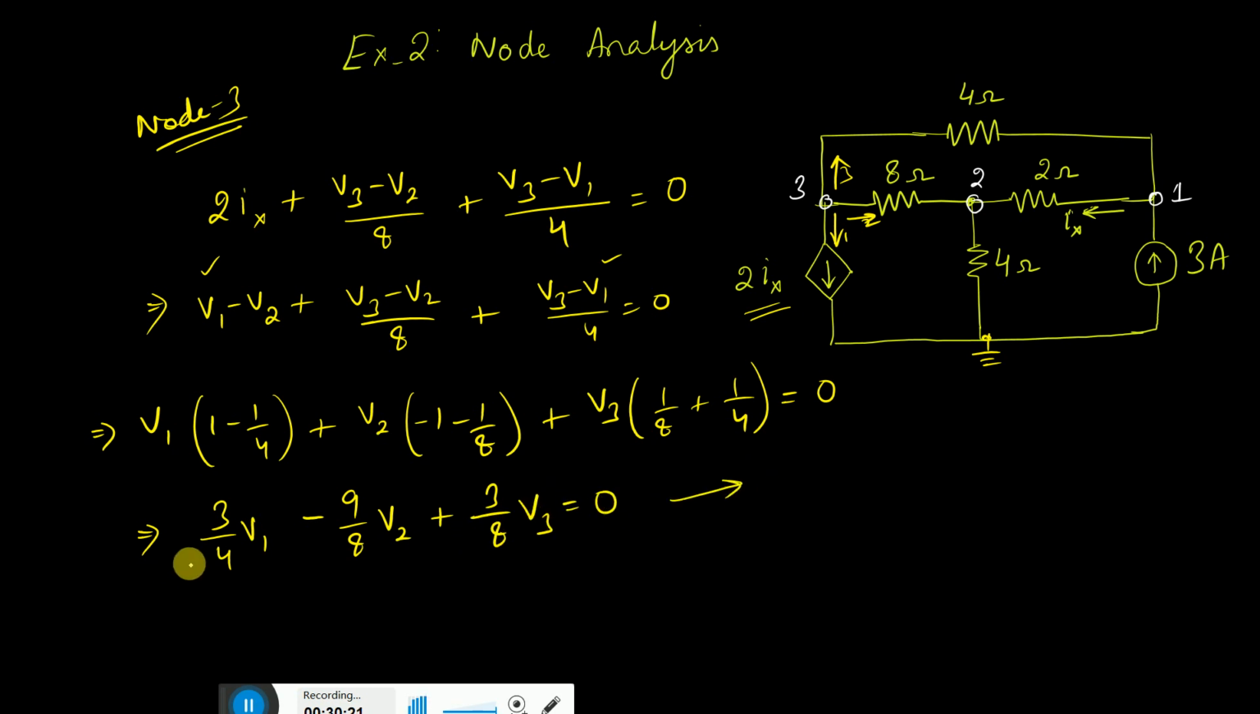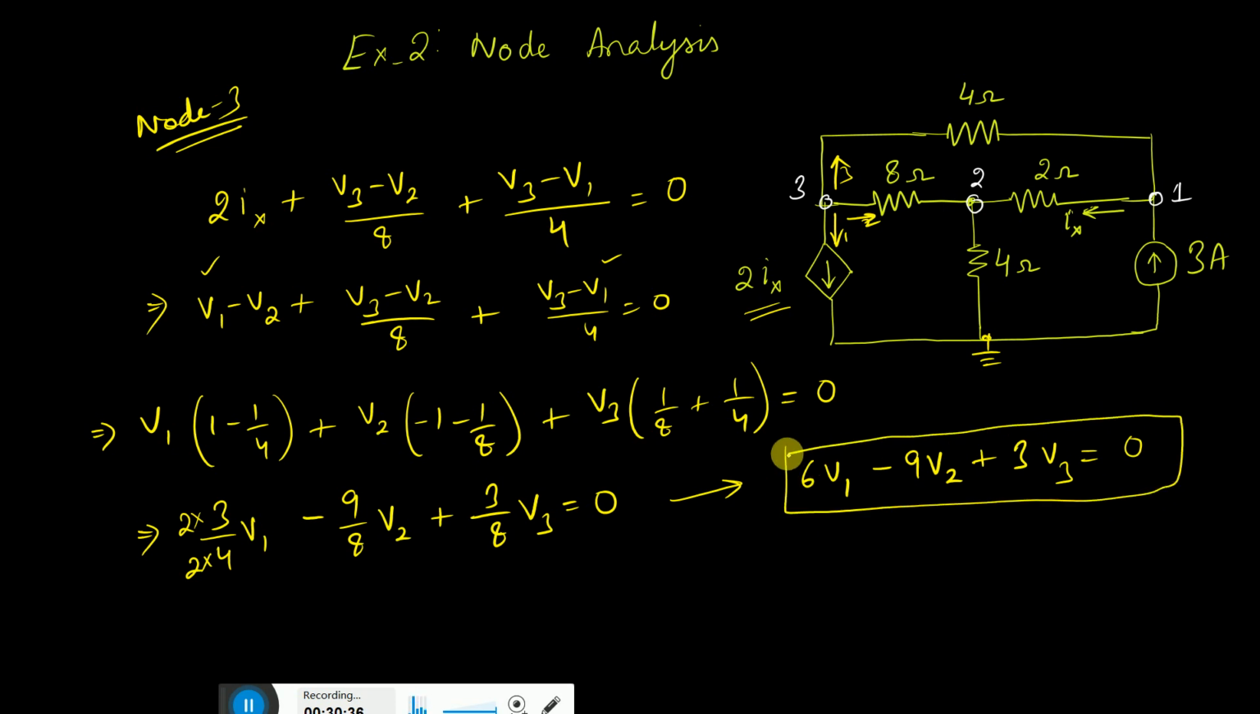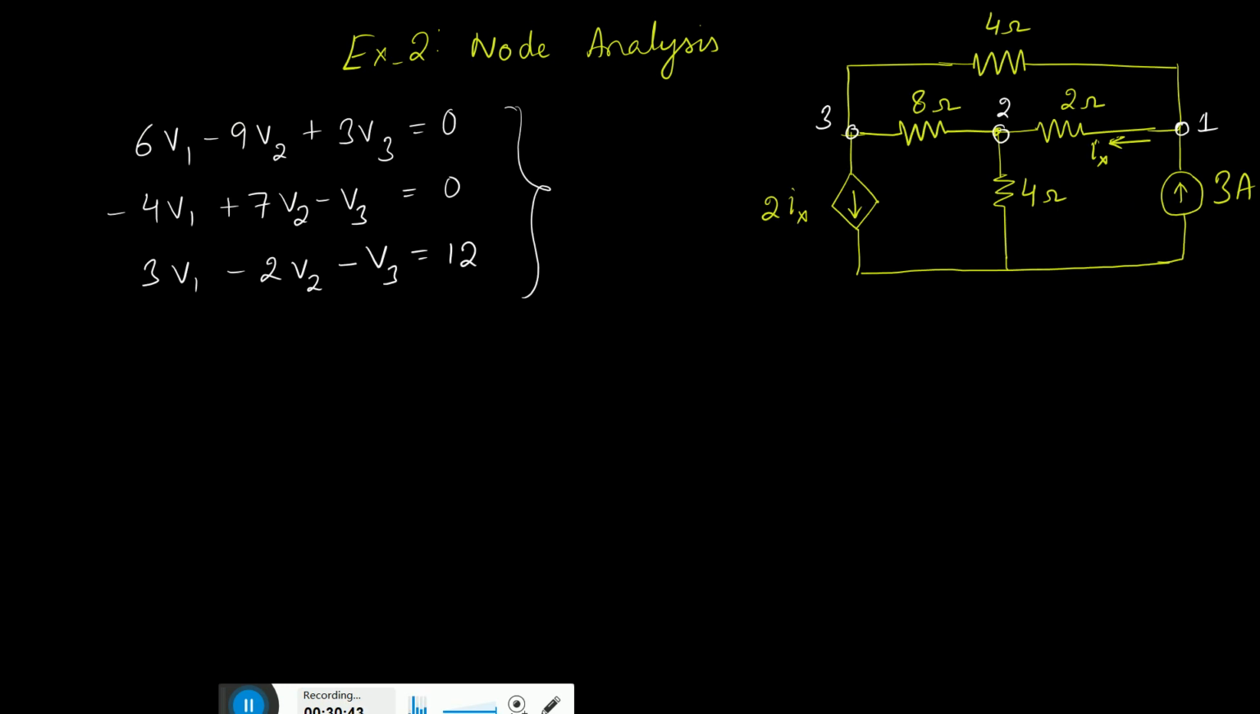Try to equalize the denominator, so multiply by 2 here, this will be 6. So we can write down that 6V1 minus 9V2 plus 3V3 is equal to 0. So now we have got this another equation done. So right now we have got 3 equations for node 1, node 2 and node 3. Let us say these are equations 1, 2, 3, and we need to solve them. We can use the ordinary method to solve the equations. Let us try both methods, the ordinary method and Cramer's rule.